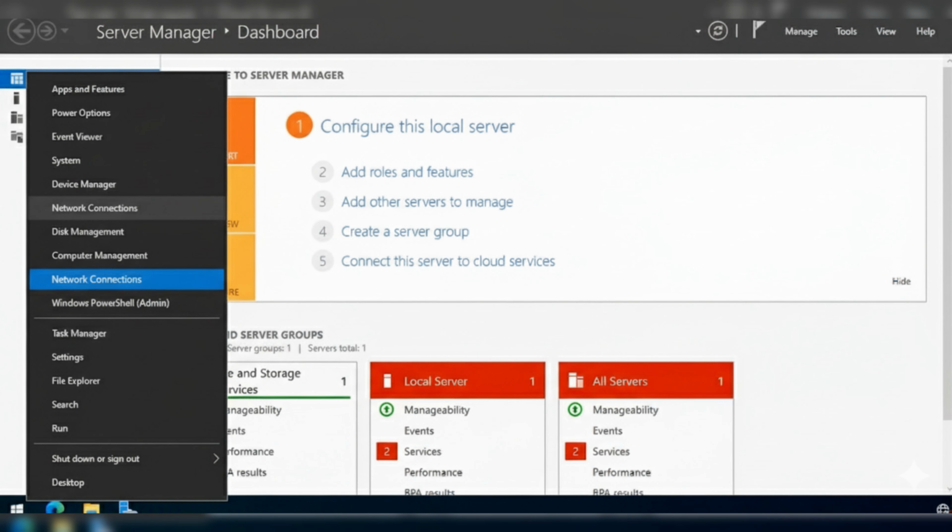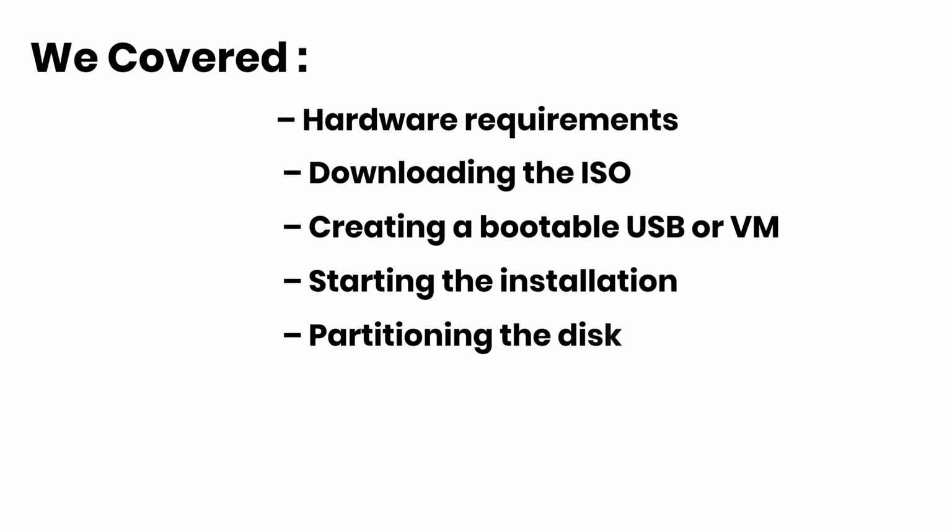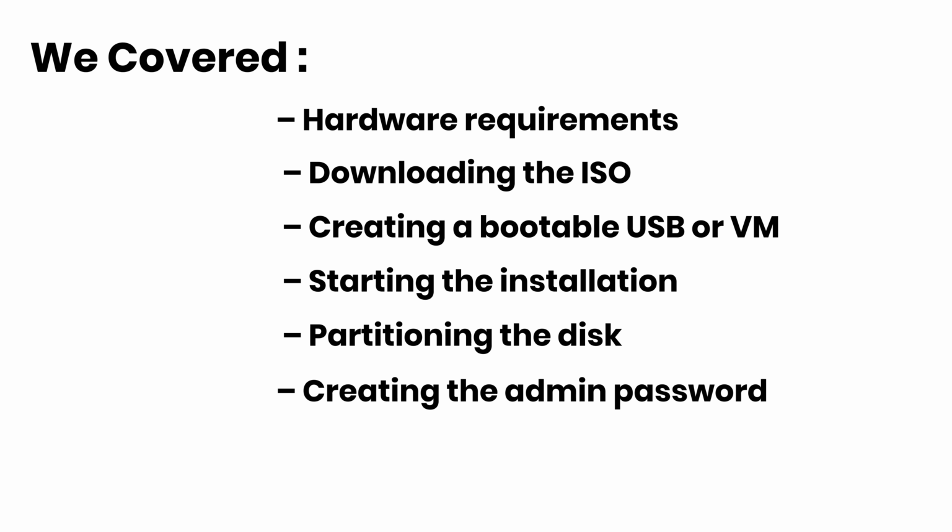And that's it! You've successfully installed Windows Server 2022 from start to finish. We covered hardware requirements, downloading the ISO, creating a bootable USB or VM, starting the installation, partitioning the disk, creating the admin password, and basic server configuration after installation. This completes our guide on how to install Windows Server 2022 from start to finish.